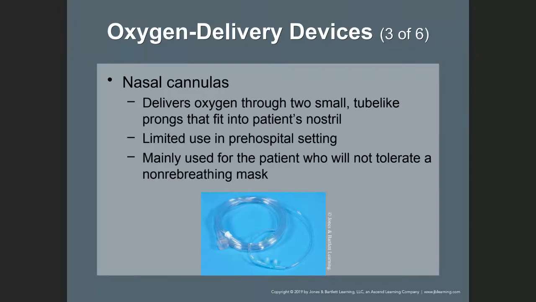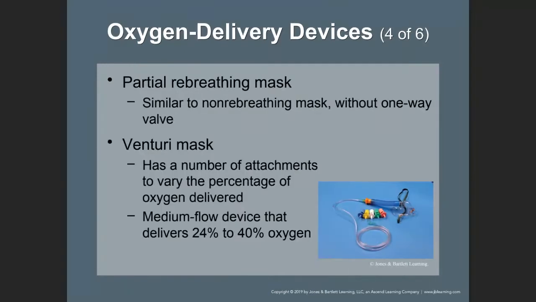Limited use in the pre-hospital setting, mainly used for the patient who will not tolerate a non-rebreathing mask. Partial rebreathing mask is similar to a non-rebreathing mask without a one-way valve. The Venturi mask has a number of attachments to vary the percentage of oxygen delivered. It is a medium flow device that delivers 24 to 40% oxygen. Not something you will commonly see in the pre-hospital setting, because the nasal cannula can be used in the same manner as the Venturi mask.